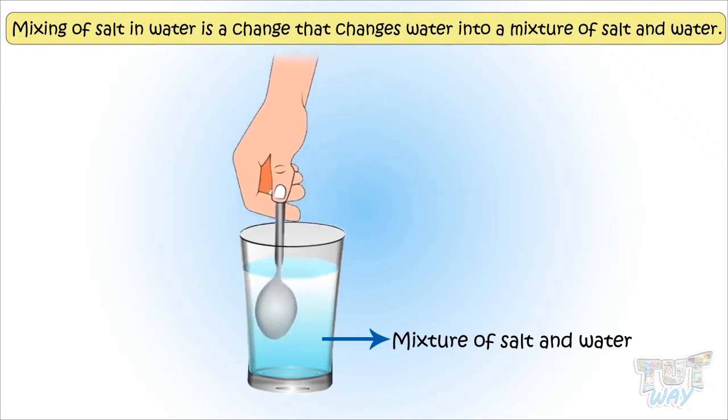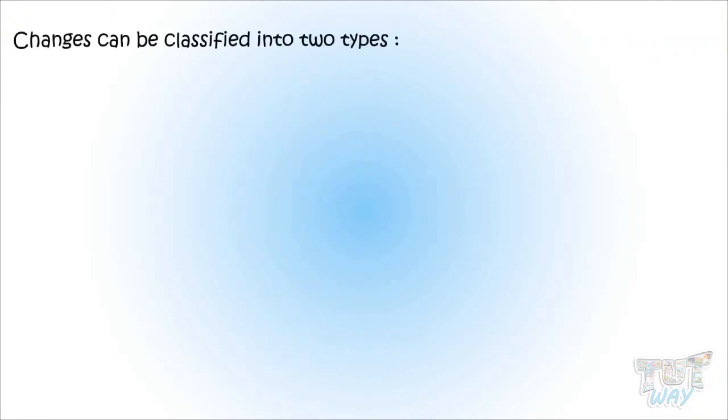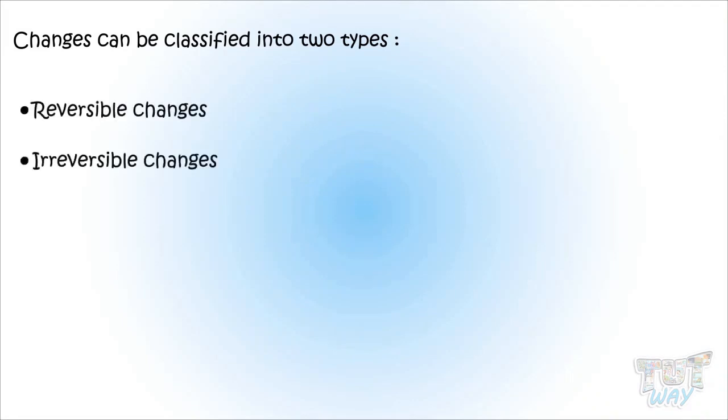So, all these are changes. Changes can be classified into two types: reversible changes, irreversible changes. Now let's learn about them in detail.